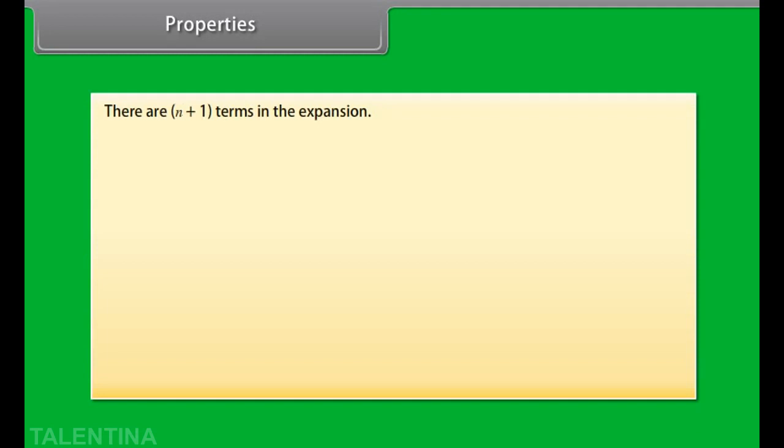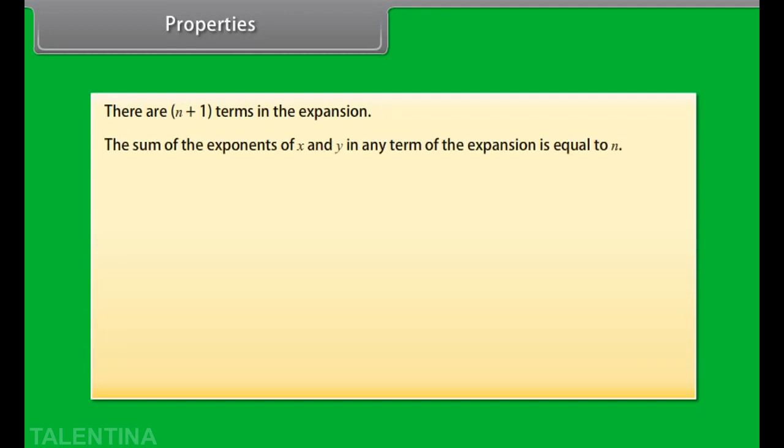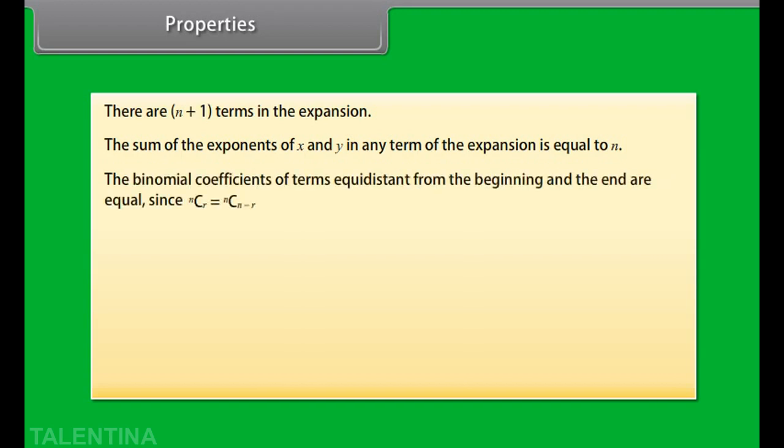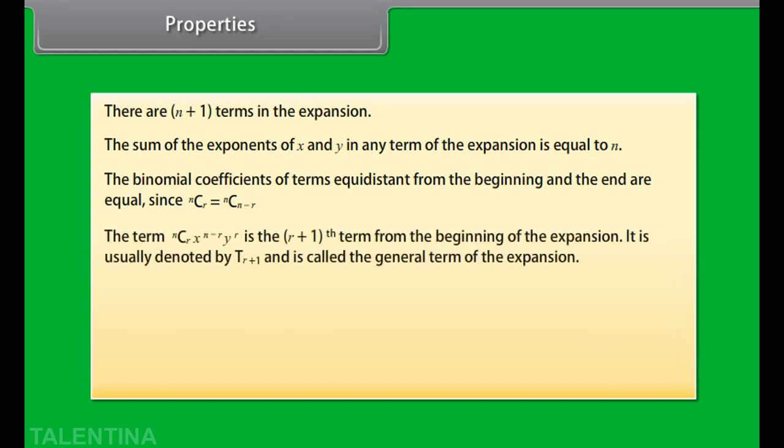Properties. There are n + 1 terms in the expansion. The sum of the exponents of x and y in any term of the expansion is equal to n. The binomial coefficients of terms equidistant from the beginning and the end are equal, since nCr is equal to nC(n − r).